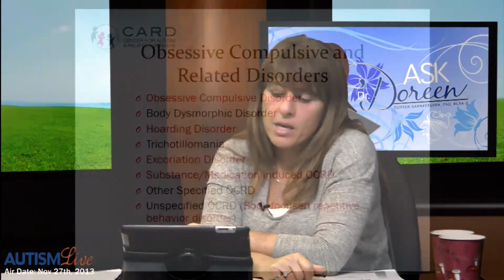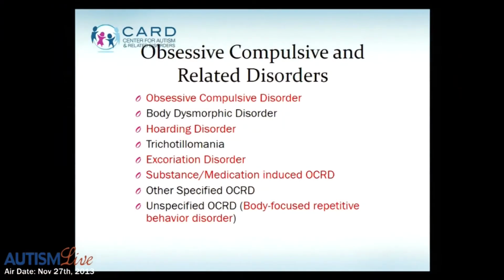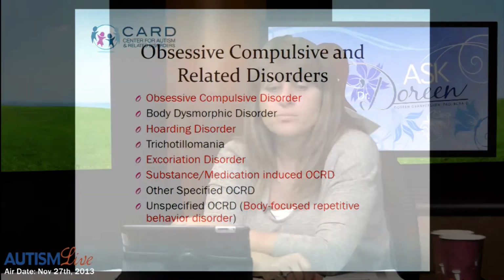Okay. Then we have, of course, substance and medication-induced OCRD, or obsessive-compulsive related disorder. I'm going to go more into this when I talk about autism, but there are a number of medications that can be increasing the anxiety that our kids experience. Would PANDAS come into play, or is that an entirely different thing?